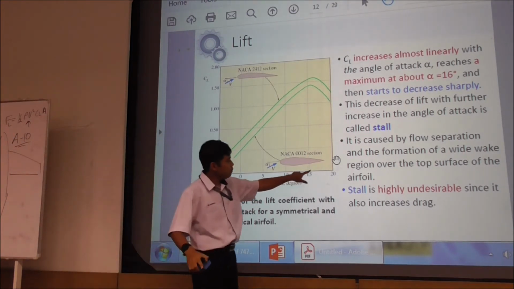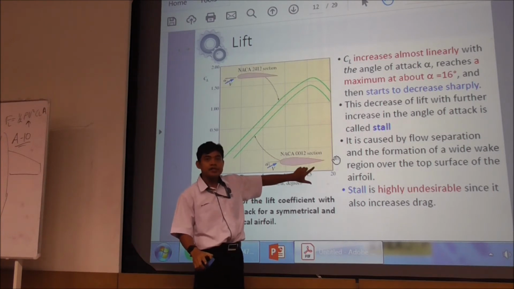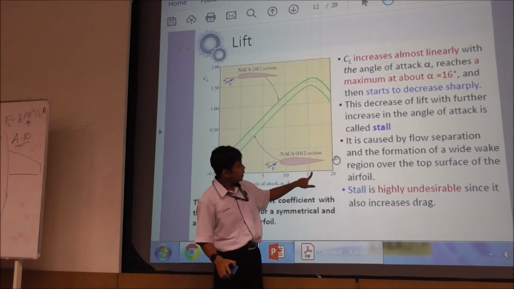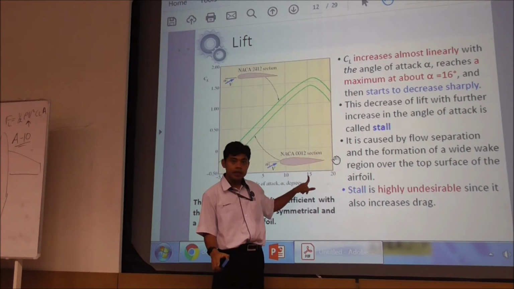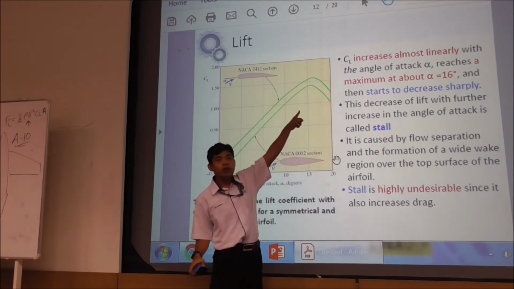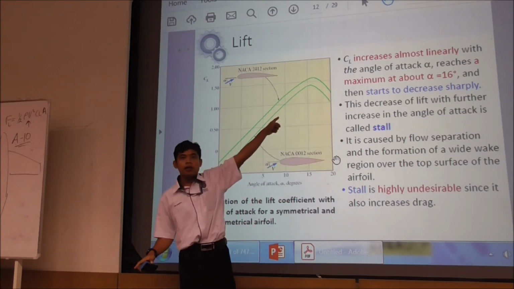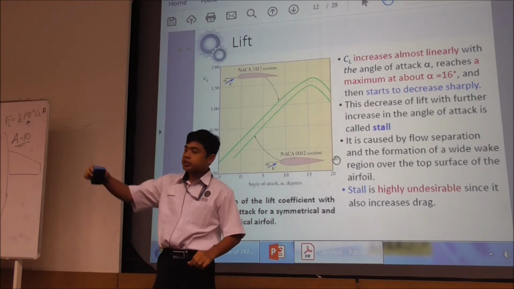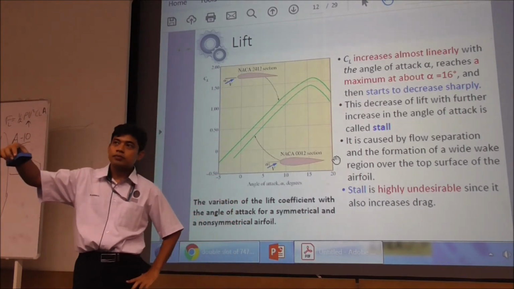And also the problem is if you pull it too hard and your angle of attack is more than 15 degrees here, in this case, you will lose all the lift force. This condition is called stall.